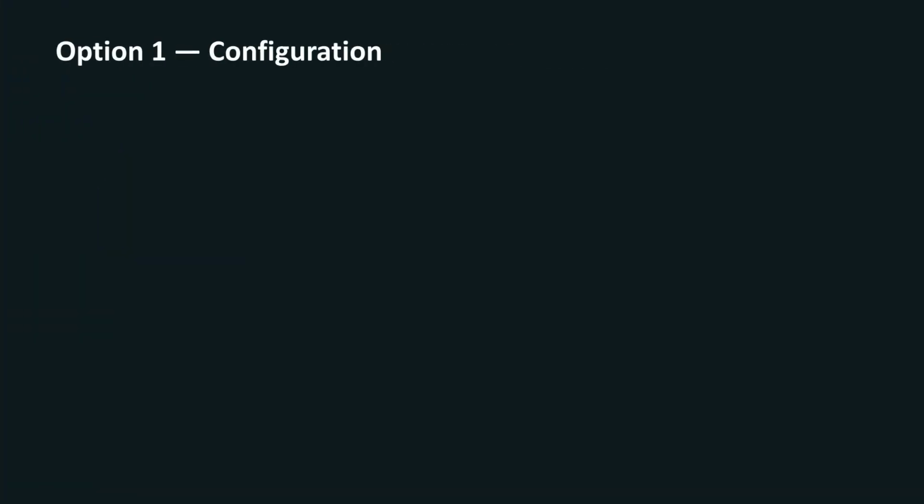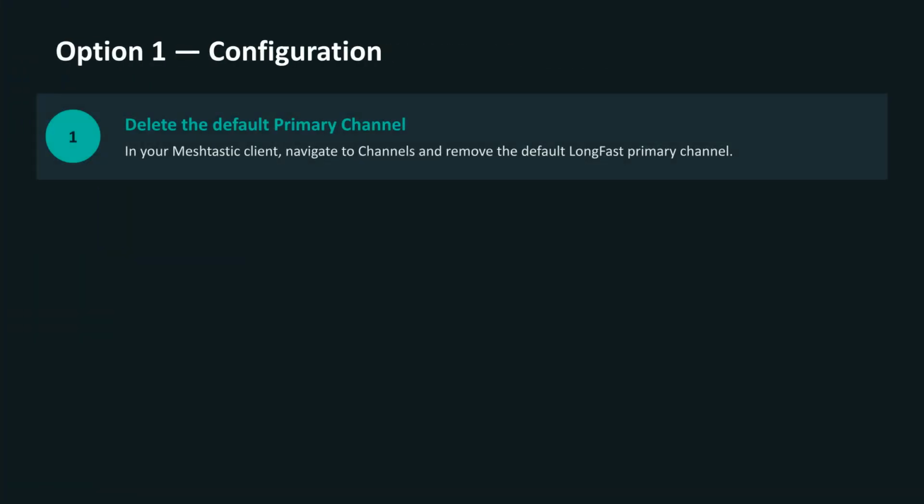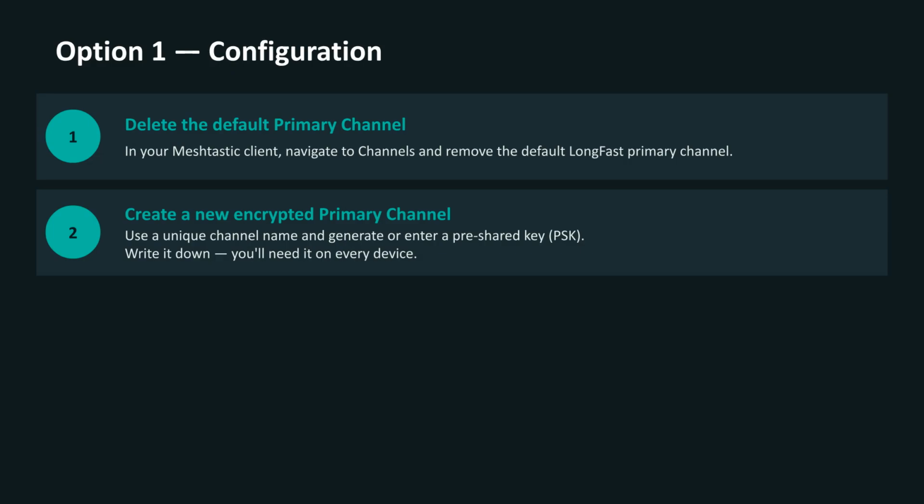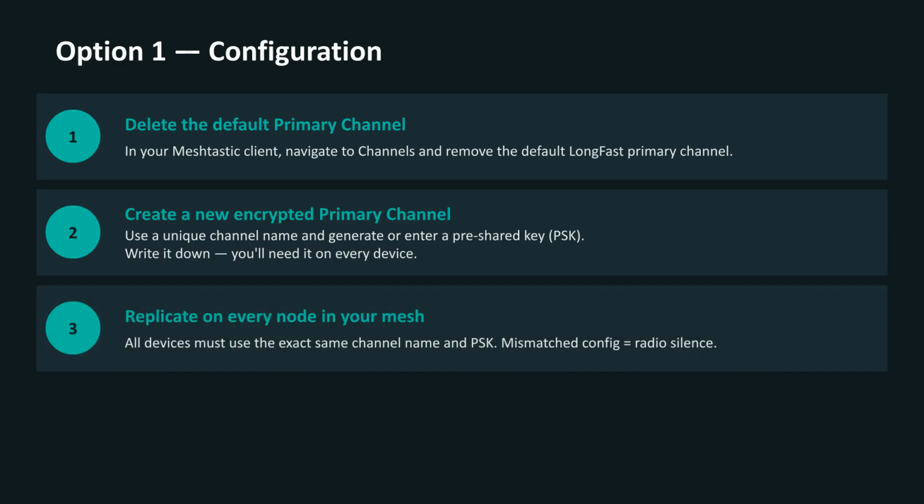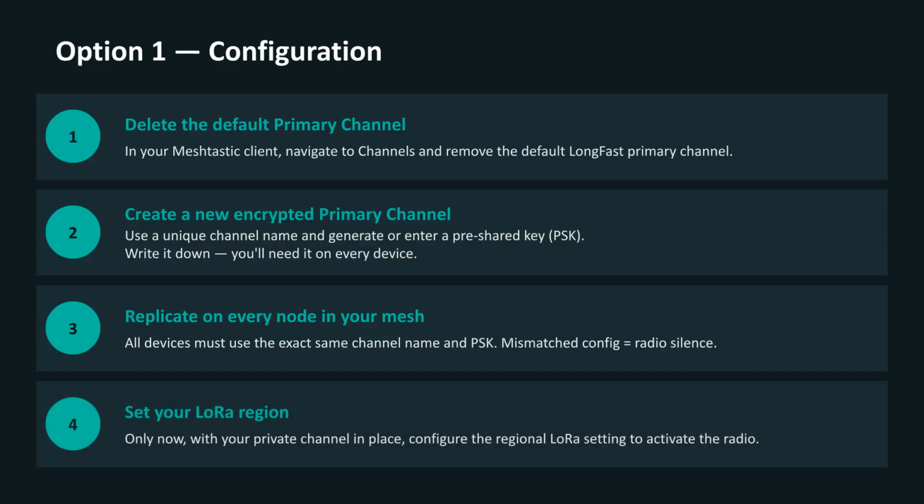To configure option 1, first delete the default primary channel. Next, create a new encrypted primary channel with a unique name and pre-shared key, and replicate this on every node. Finally, set your LoRa region to activate the radio.